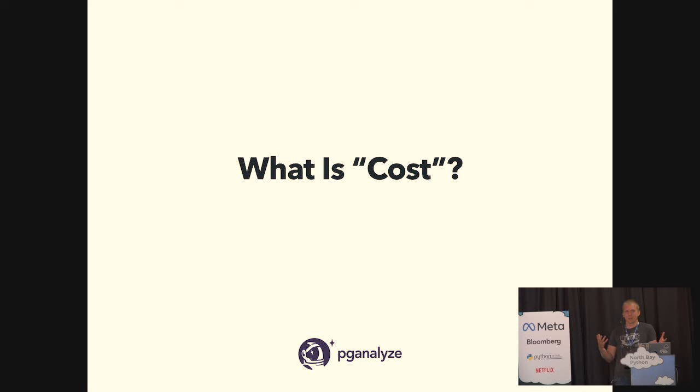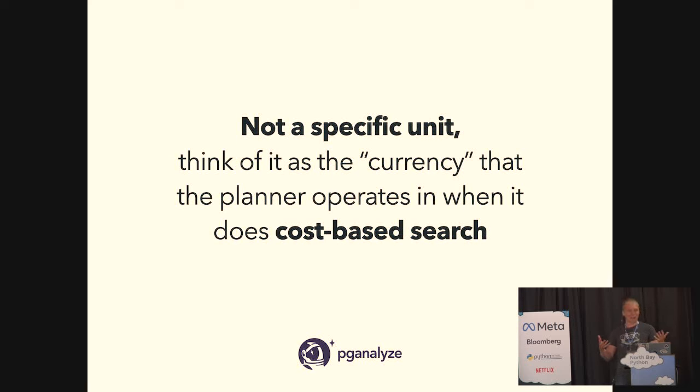Now, what is cost, right? Cost seems kind of abstract, what does that mean? Well, it is actually kind of arbitrary. It's more like a currency, right? Essentially, it's just trying to say, how do I compare two paths?